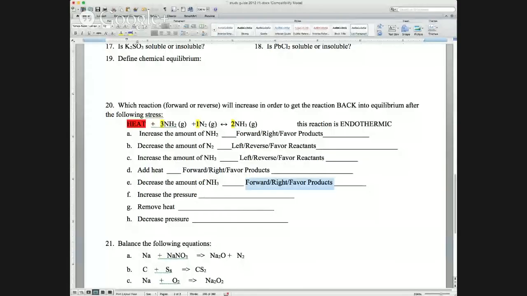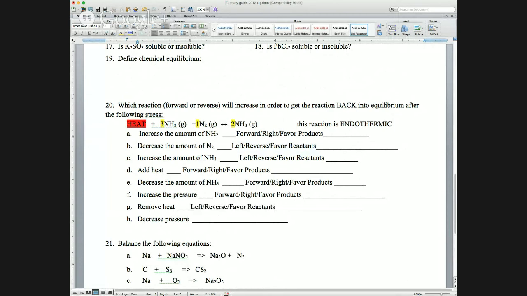All right. So this is another forward, right, favor products to get smaller. Remove heat. Now this is just the opposite of add heat. If you're removing heat from an endothermic reaction, that's going to pull the reactant side up. So then it's going to go left, reverse, favor reactants. It's going to do the exact opposite of what we did when we added heat.